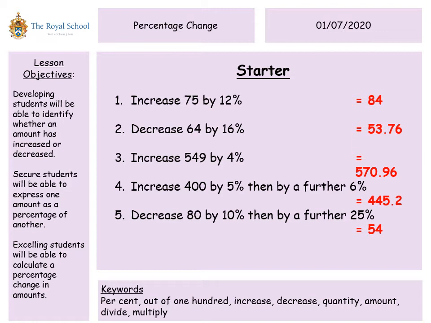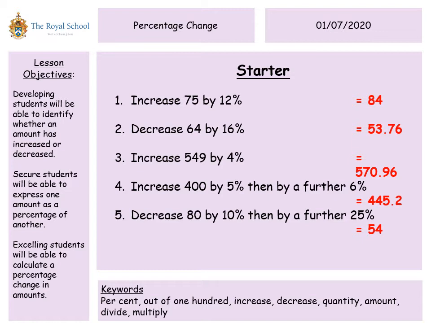Number 3, increasing this amount by 4%, that'd leave you with 104% of it. So we could do 549 times by 104 over 100, or 549 times by 1.04. That gets us straight to our answer. For number 4, we want a 5% increase and then a 6% increase on that. So if you're doing that on a calculator, we could times 400 by 1.05 and then 1.06. It'd get us straight to our answer.